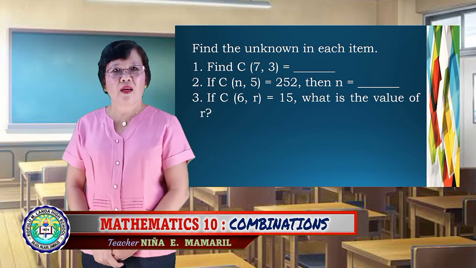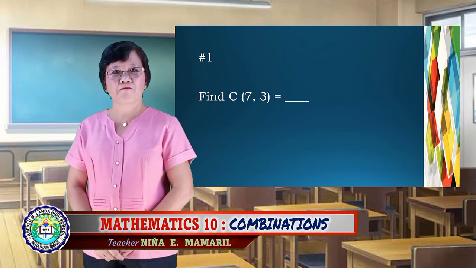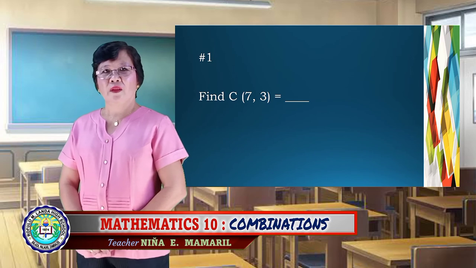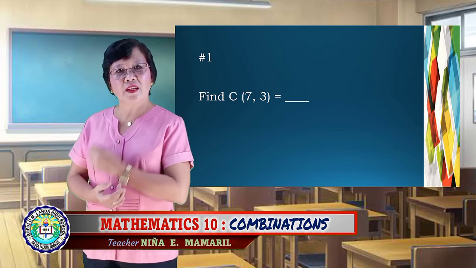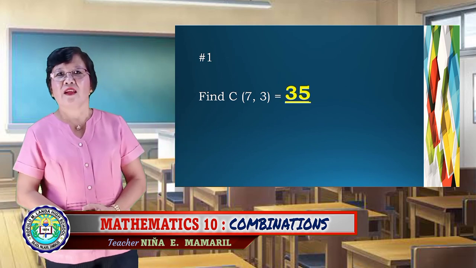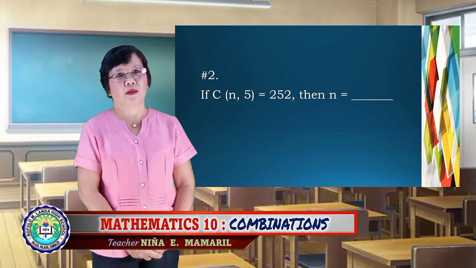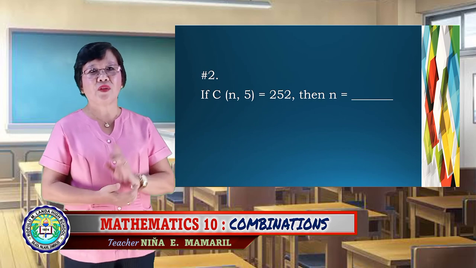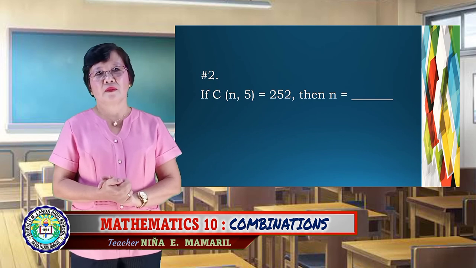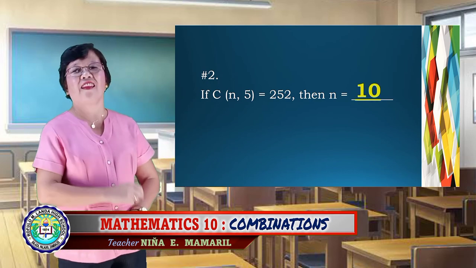So, let's see what you got for item number 1. Is your answer 35? Good! That is correct! Let's proceed to item number 2. Okay, item number 2, unknown is n. Okay, solve. Very good! So the value of n is 10.